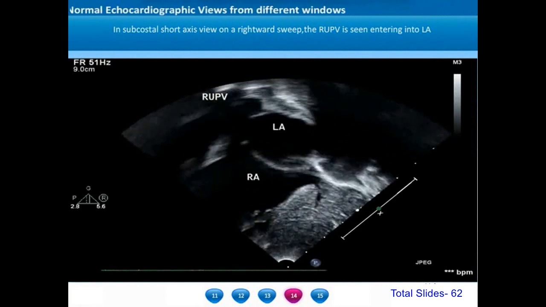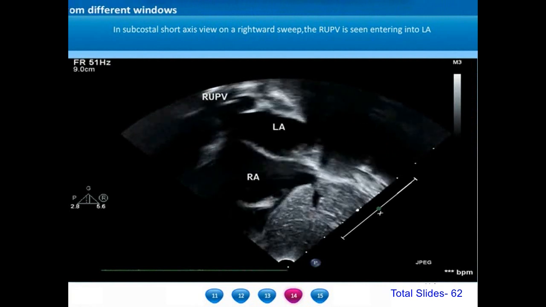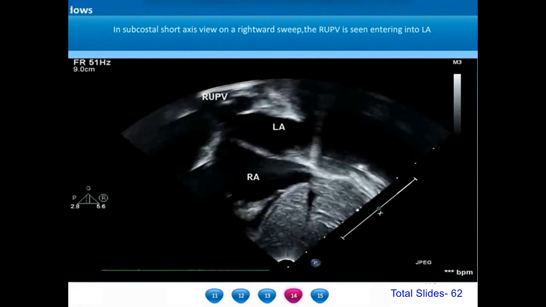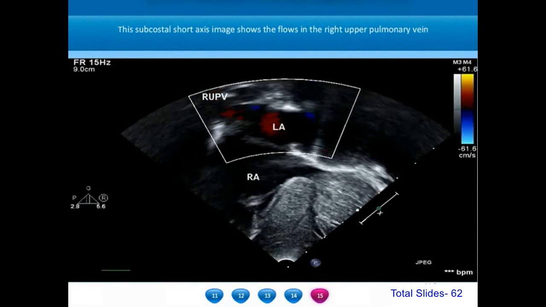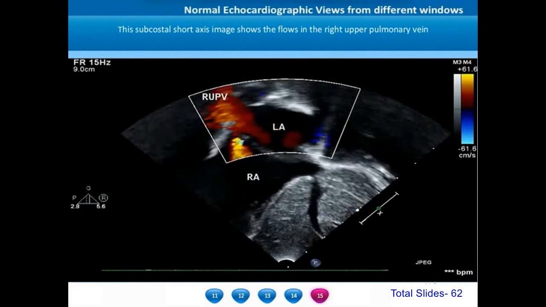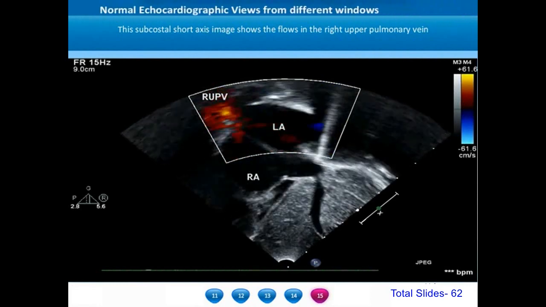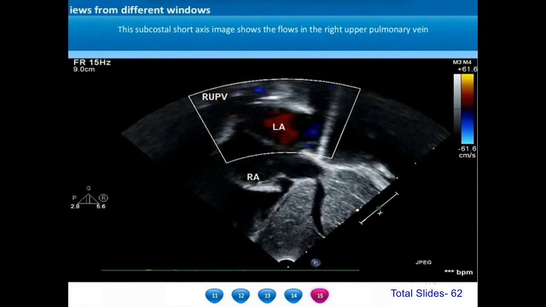On this Subxiphoid short axis view, when we tilt the probe towards the heart, we start visualizing the right upper pulmonary vein draining into the left atrium. With color Doppler, we can appreciate the color flows from the right upper pulmonary vein into the left atrium. We can also notice the end-on view of the right pulmonary artery just posterior to the right upper pulmonary vein.